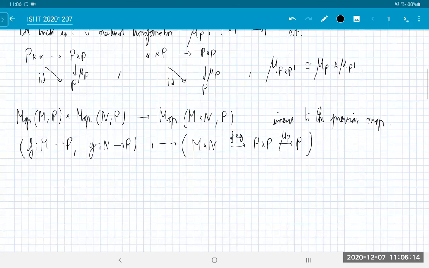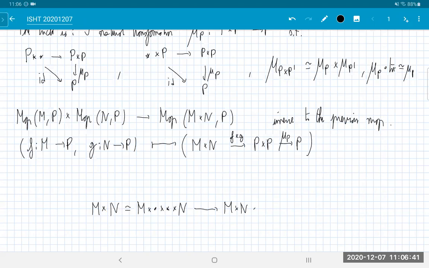How does this work? Oh, sorry, I forgot, there is another relation I'm going to need. Mu P composed with a twist is homotopic to mu P. That I'm going to need for the diagram I'm about to write. So you have M times N times N, which I can write as M times star times N, goes to N times N times M times N.